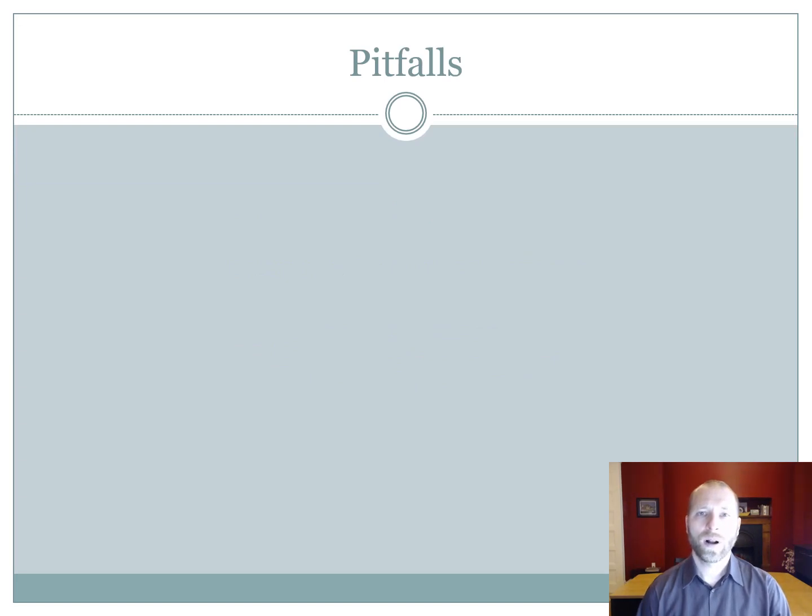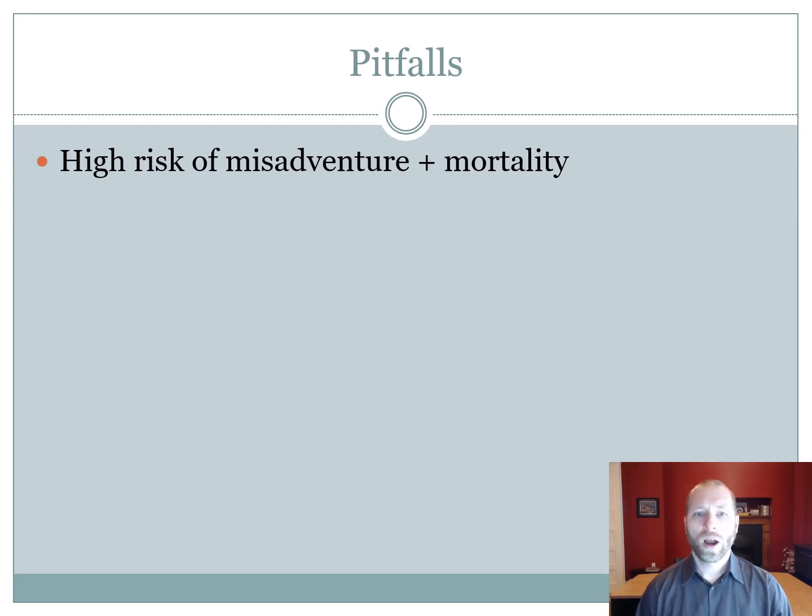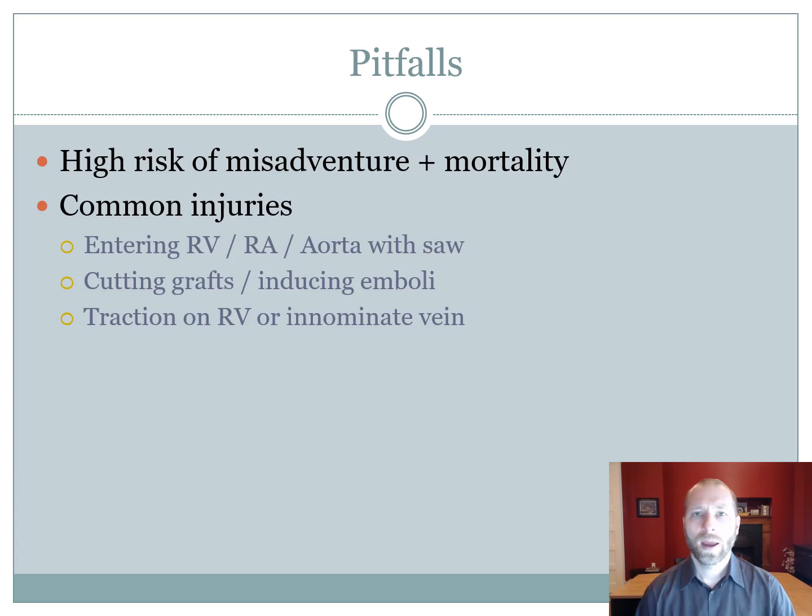There are many pitfalls of doing redo cardiac surgery. There's a very high risk of misadventure and mortality with redo sternotomy, and here are some of the many complications that you can cause with redo sternotomy. You can enter the right ventricle, the right atrium, or the aorta with the sternal saw. You can cut into some of the previous grafts, or you can induce emboli that cause ischemia, or you can cause traction injuries on the right ventricle or the innominate vein that can cause very significant bleeding that's difficult to control.